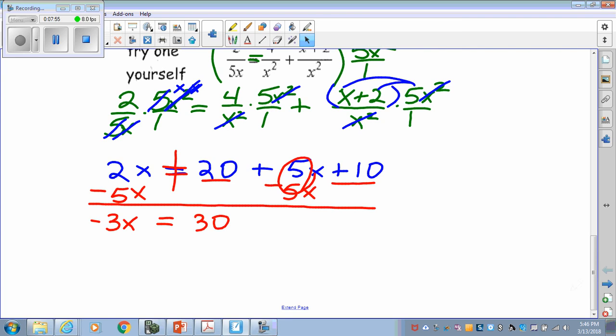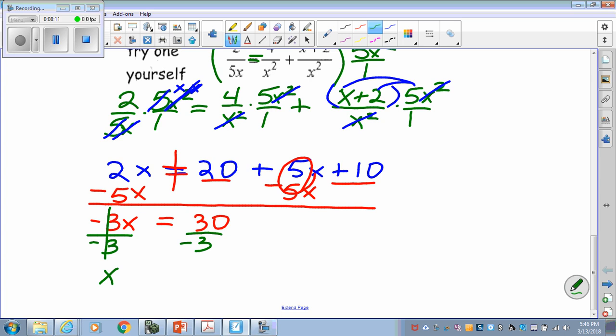So this is exciting because we're getting better and better at algebra every day, all different aspects of algebra. So now I've got the negative 3 times x, so I'm going to divide by negative 3, right? That's 1. That's the identity property, 1 times the number, and then that would be negative 10. So x equals negative 10.